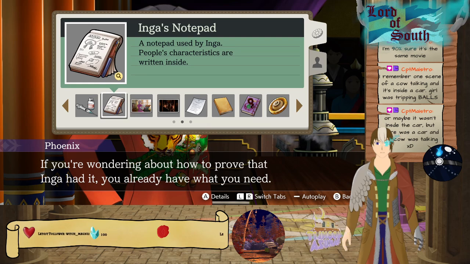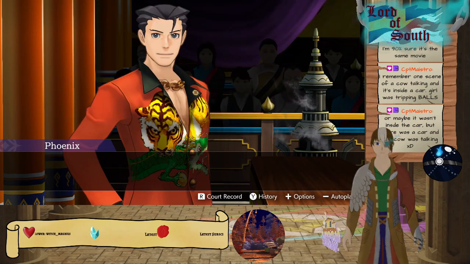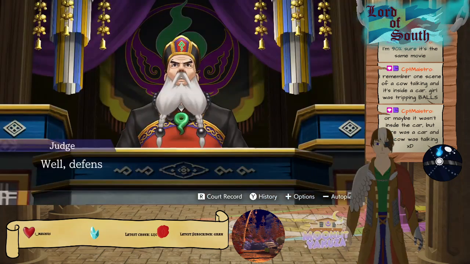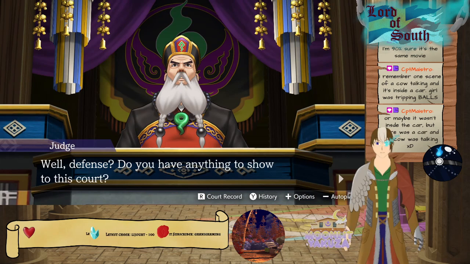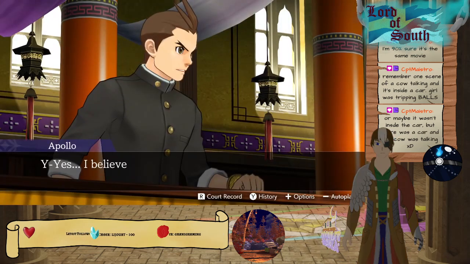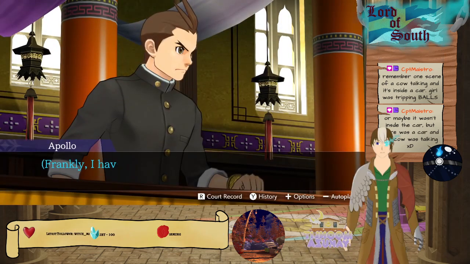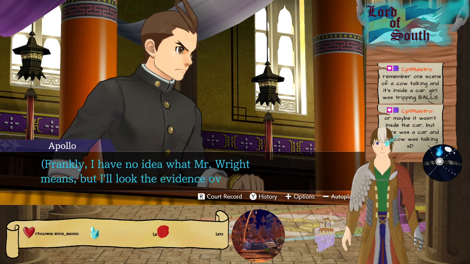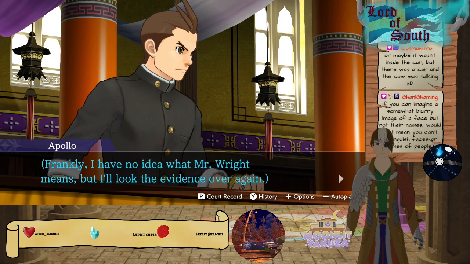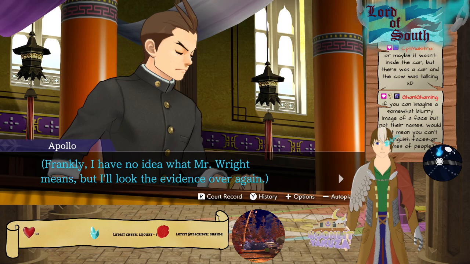This one is what we have. Really? Well, do the fans have anything to show us with this squad? Yes, I believe so. Frankly, I have no idea what that means. If you can imagine a somewhat blurry image of a face but not their names, would that mean you can distinguish faces or names of people?